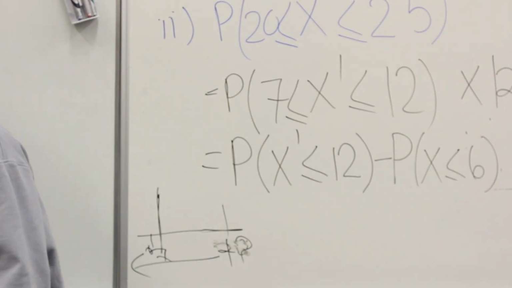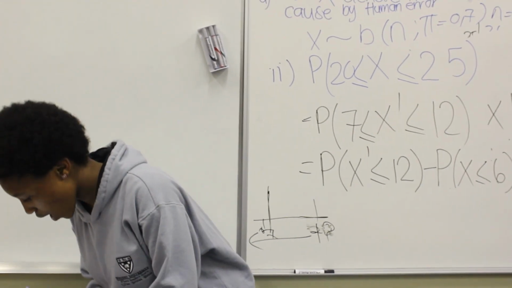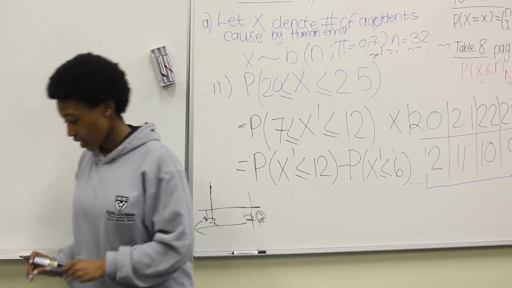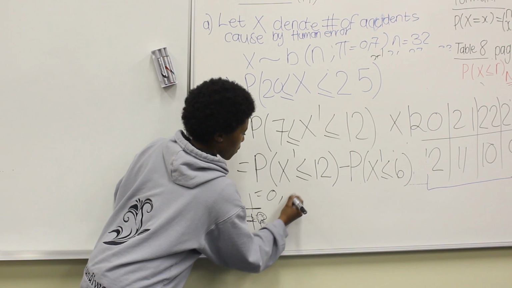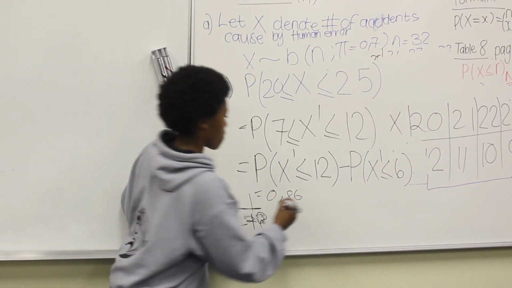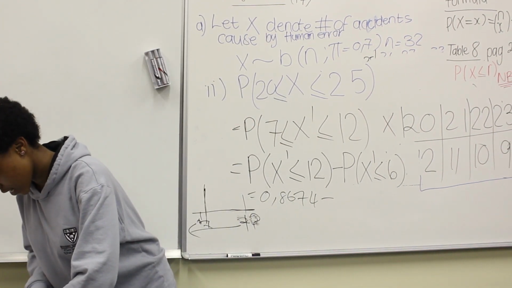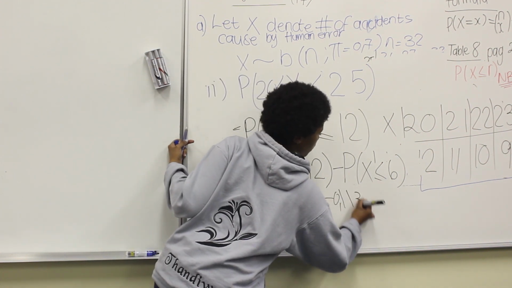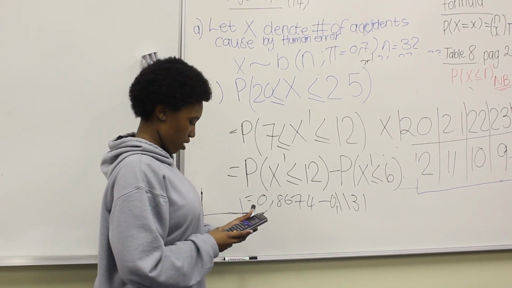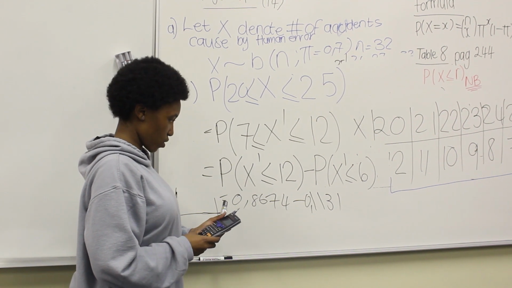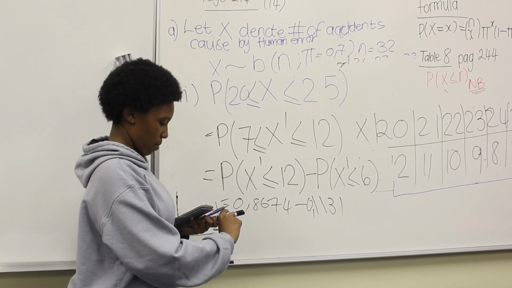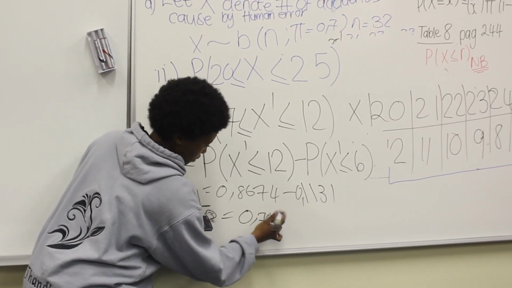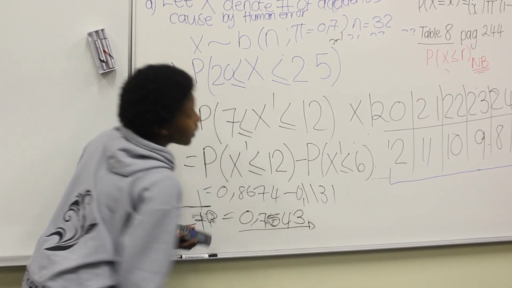And when we go to our table, we have 30, we're looking for 12. Should it be the dash thing on the x? Yeah. And then we're going to have 0.8674 minus, looking again for 30 and 6, which is what we got in part A, which was 0.1131, and put that all in a calculator. 0.8674 minus 0.1131 gives us 0.7543, and you're done. Thank you.